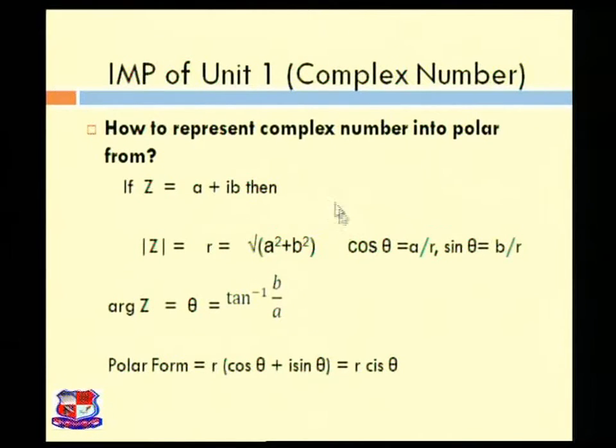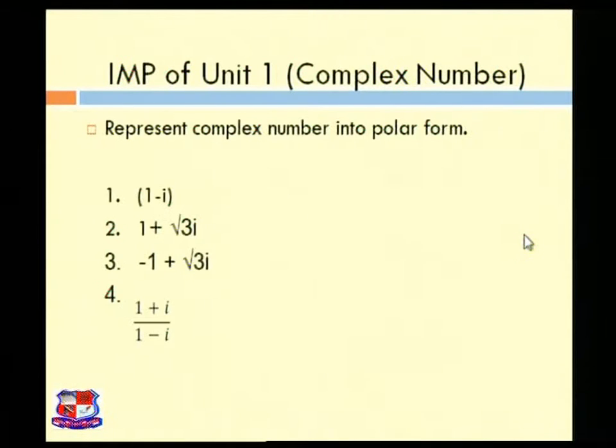We already discussed how to represent a complex number in polar form, that is, z is equal to r times cos theta plus i sin theta. Here r is nothing but the modulus of z, that is, under root of a square plus b square, and the value of cos theta is a divided by r, and the value of sin theta is b divided by r.